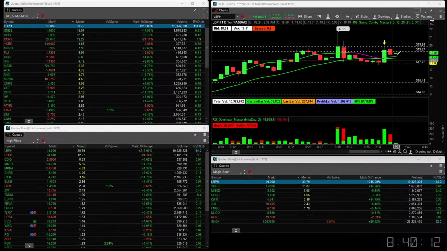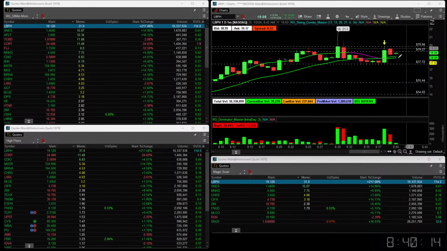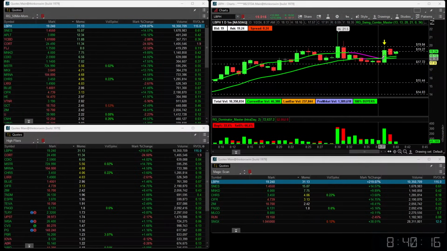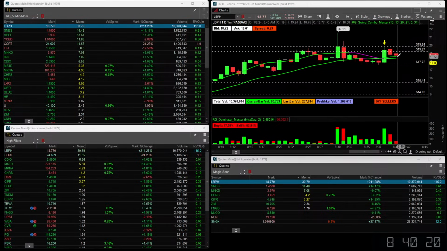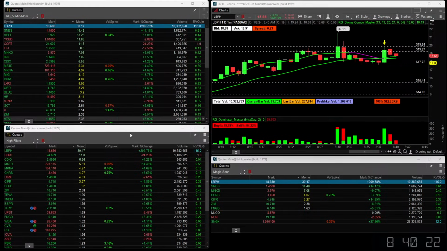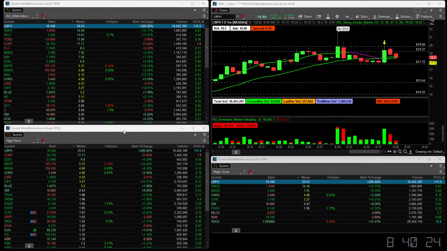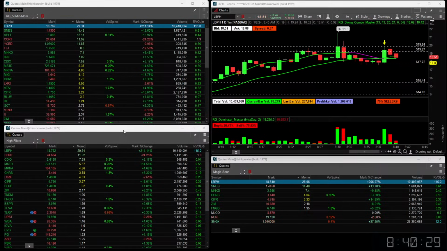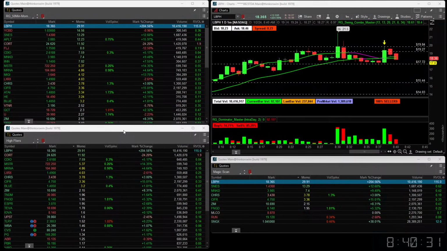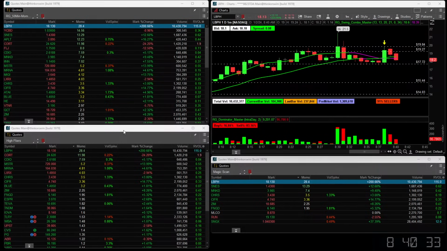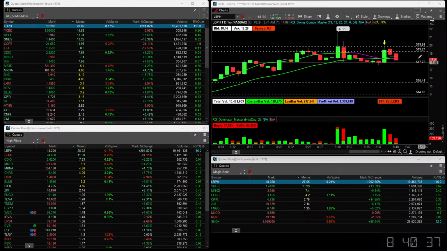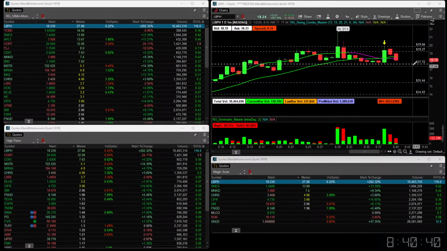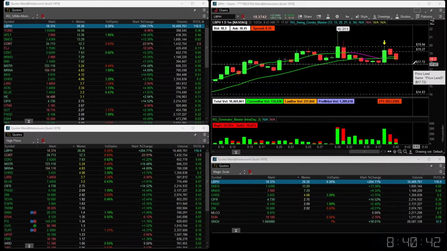Seeing 2 green lines now. They're not turning up yet, so that shows weakness. They're just kind of parallel and horizontal. Maybe we're going to channel between these 2 numbers and we can continue to play the bounces off of 1772.